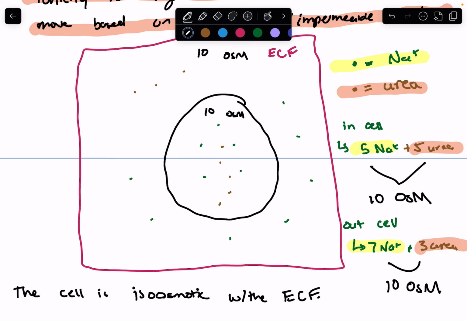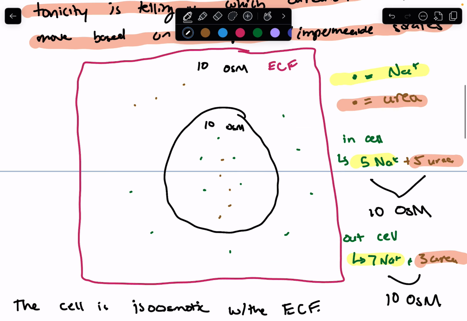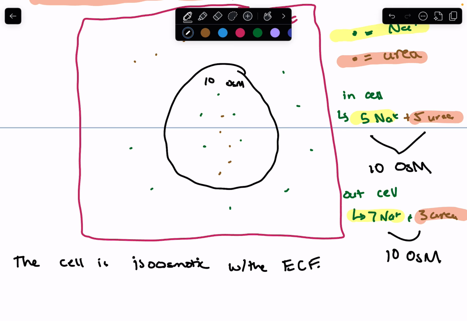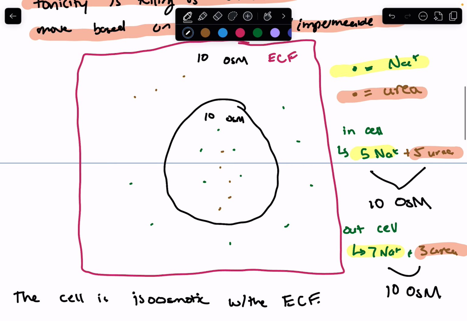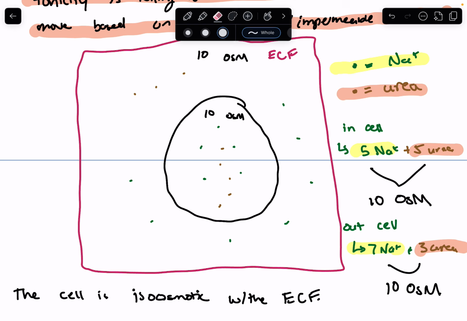However, this is where the all-important concept of tonicity comes into play. So remember, like I said earlier, tonicity only takes into account the non-permeable solutes, right? So when we're taking into account the non-permeable solutes, we're going to forget about urea in our equation. We're forgetting all about urea, right?